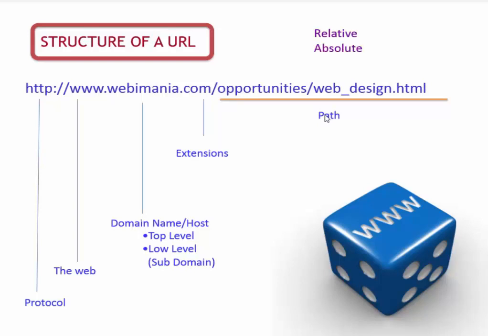So in subsequent videos, we are going to look at the different types of URLs. A URL could be relative or absolute.